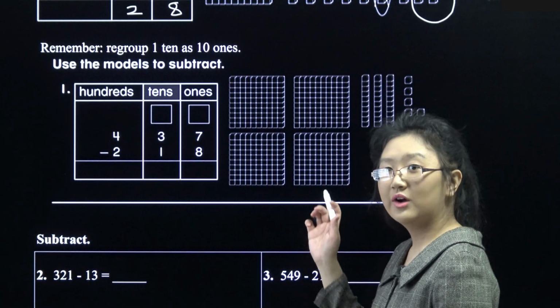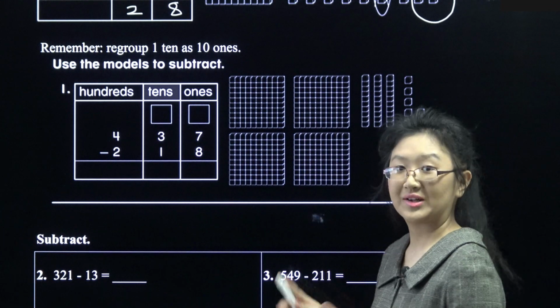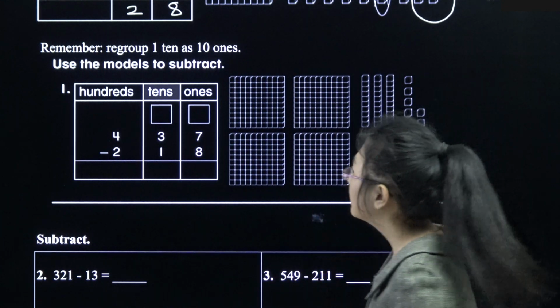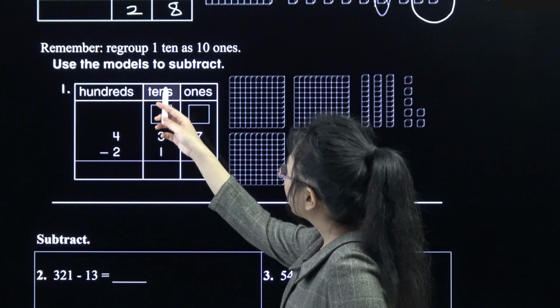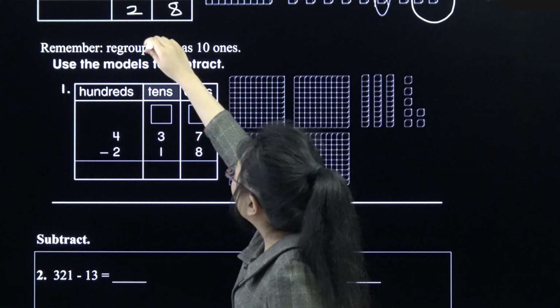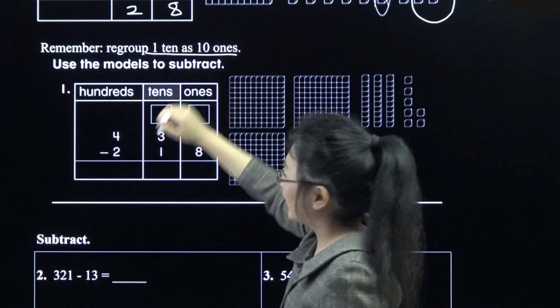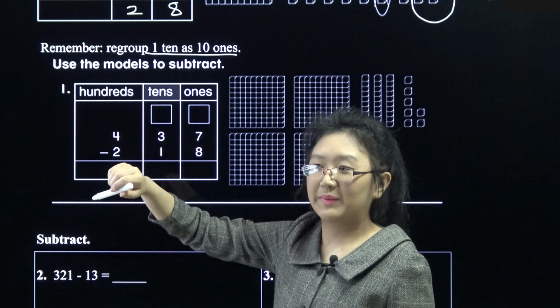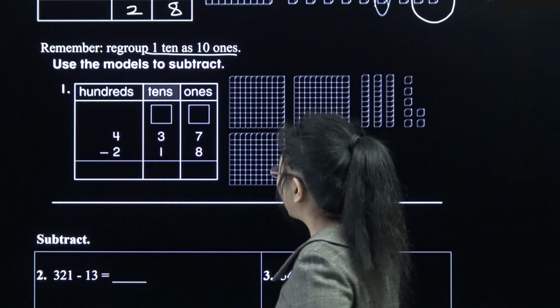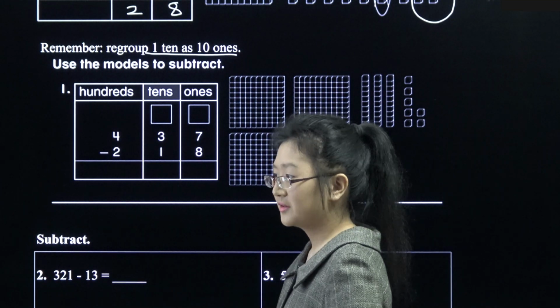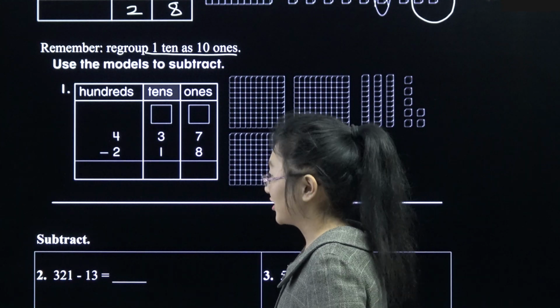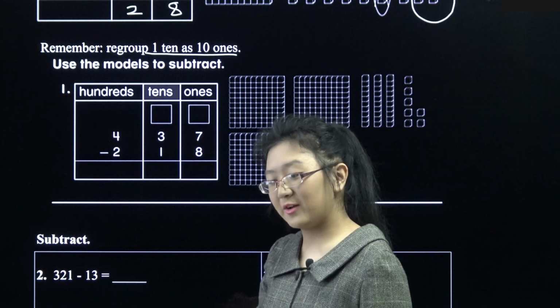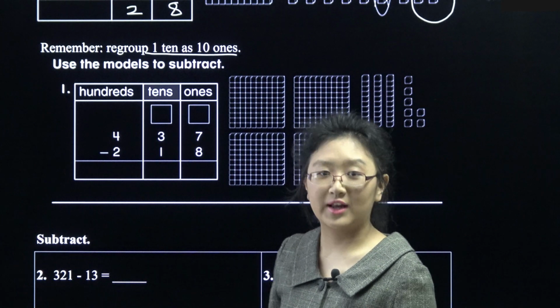So yeah, let's do another modeling question, i.e. example. Oh yeah, remember to regroup 1 ten as 10 ones. You'd be surprised at what some people accidentally do. Sometimes they might regroup it as like 1 and just go, but what if adding 1 doesn't work? It's adding 10, not adding 1.